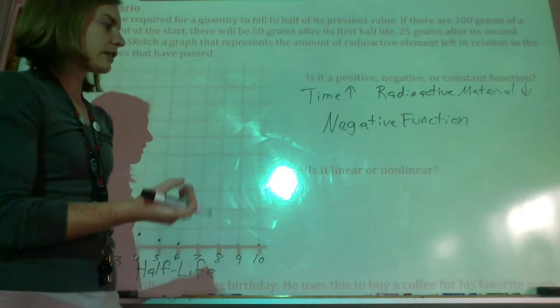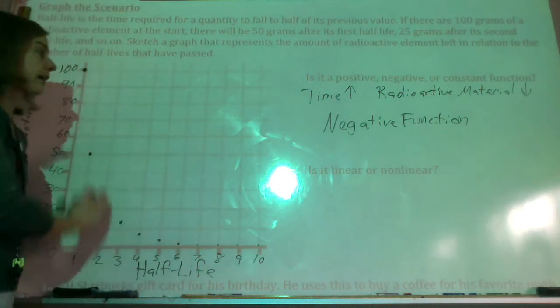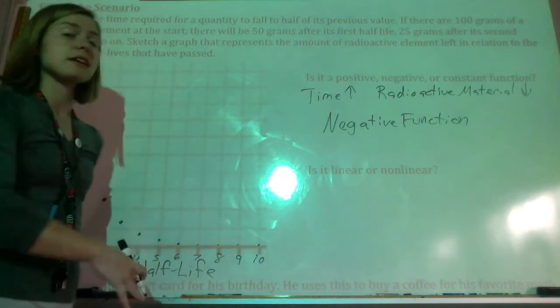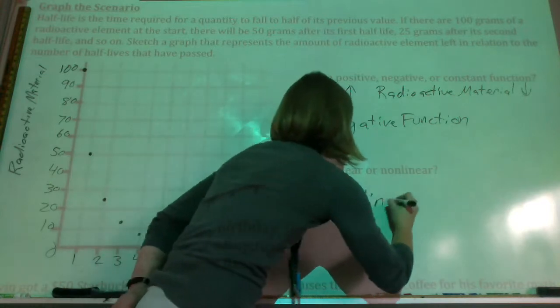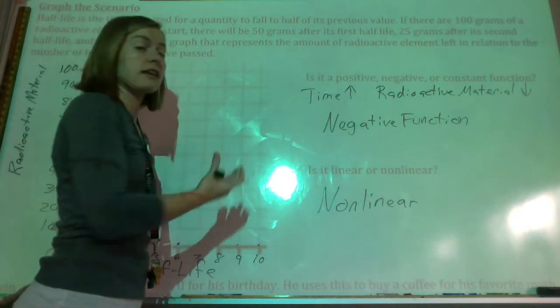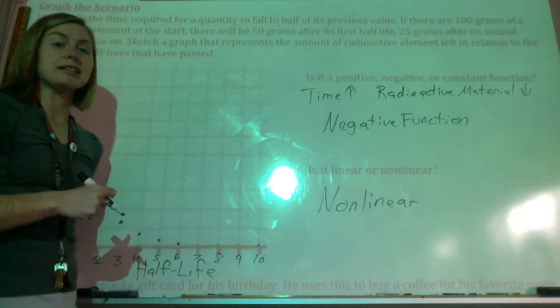Our next question is, is it linear or nonlinear? My goodness, this is definitely not linear, okay? Because it curves down, so that's definitely not linear. This is nonlinear. So even if we have a nonlinear graph, you can still say if it has a negative, positive, or constant function. Let's take a look at another example.